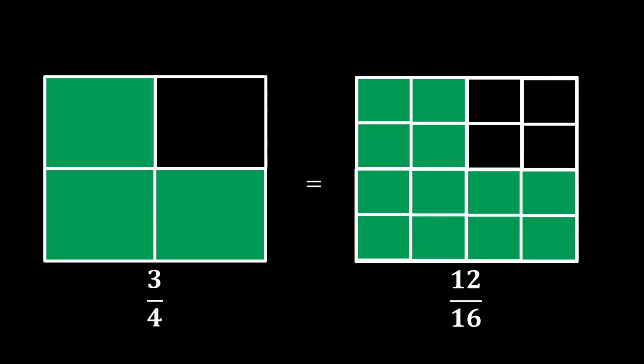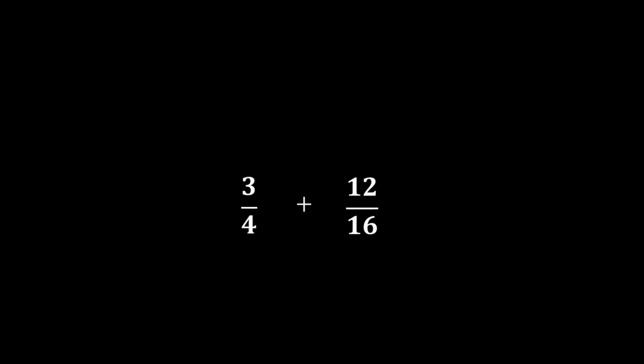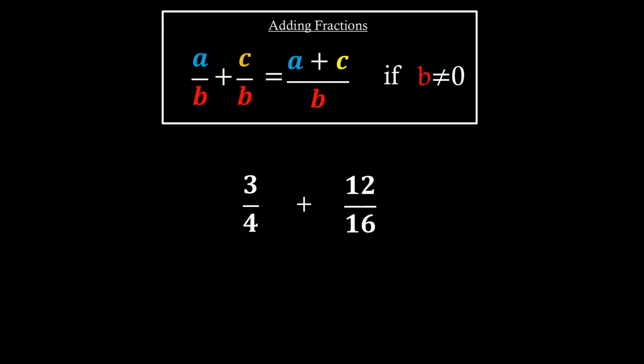Now let's say we wanted to add 3 over 4 plus 12 over 16. At first glance, we might want to use our understanding of adding fractions, but if we look closer, we can see that the denominators are not the same. So, in order to add or subtract fractions with different denominators, we first write the fractions as equivalent fractions with the same denominator.